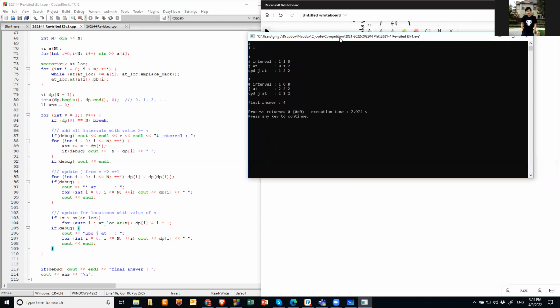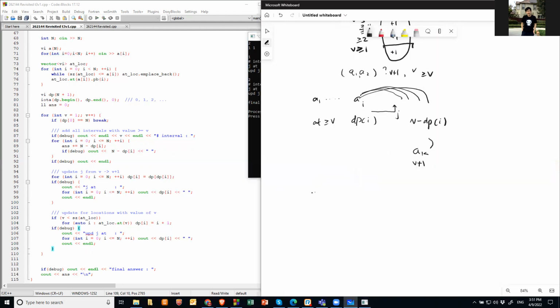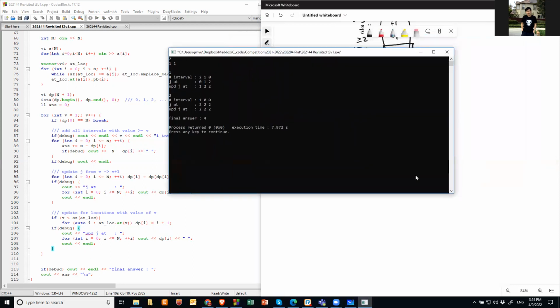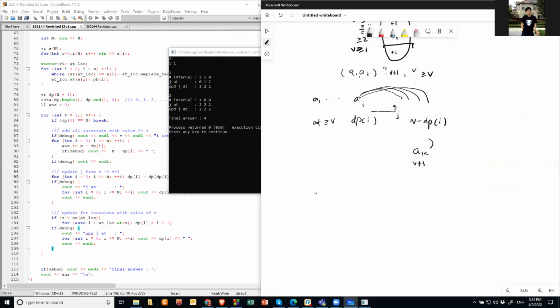Okay, so in my case, if my v is one, right? So I want to look at everything bigger than equal one. So I have this interval, this interval. If I start from here, I can have 1, 2, right? That's what this is, right? If I start from here, I only have one of them, right? So that's why I have 2, 1, 0. Okay, then what's my j now?